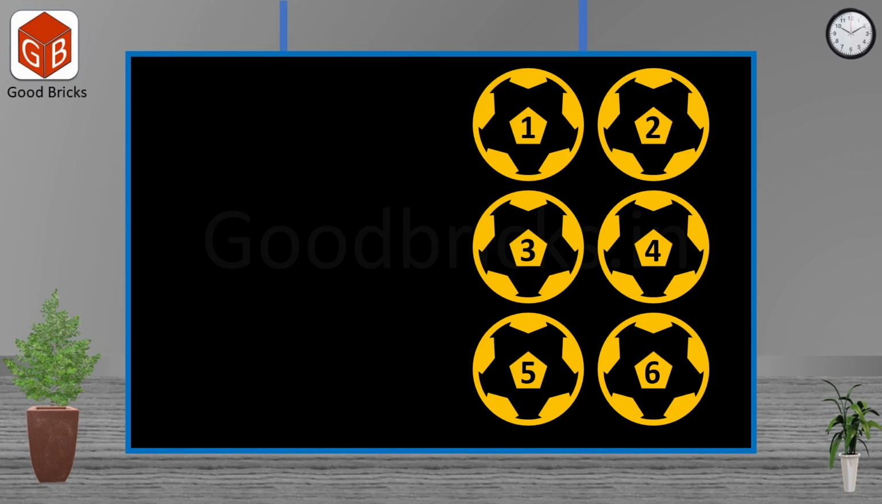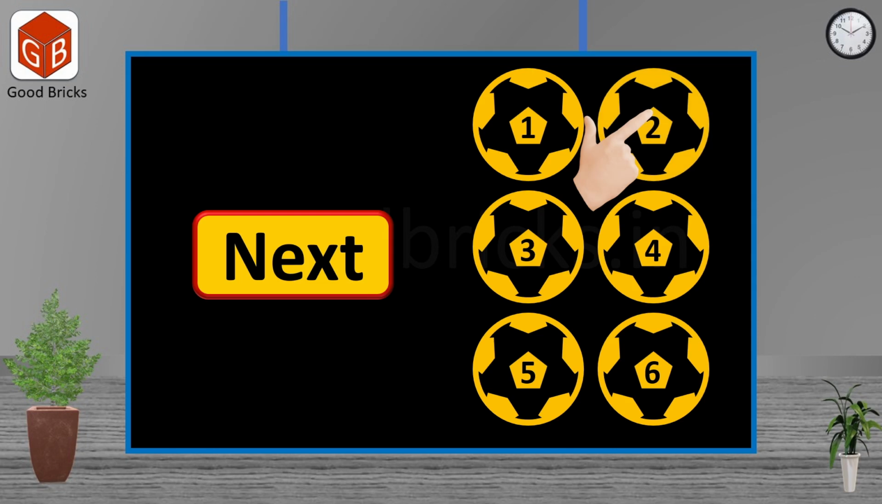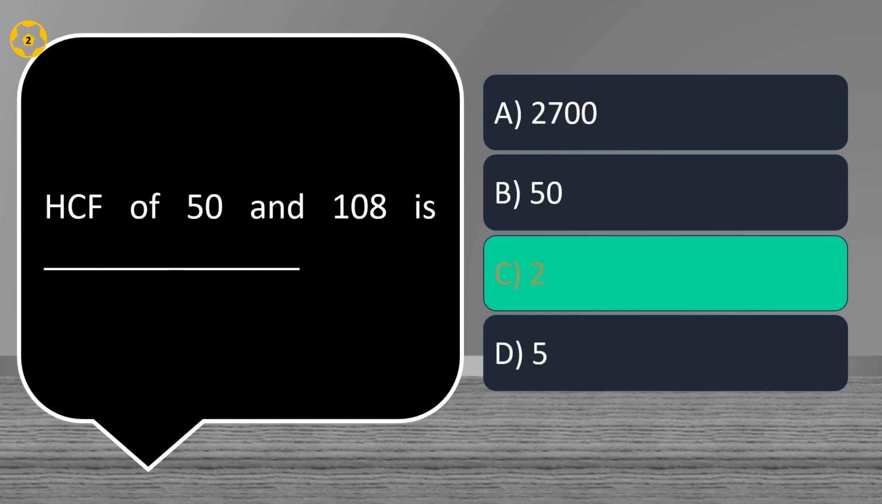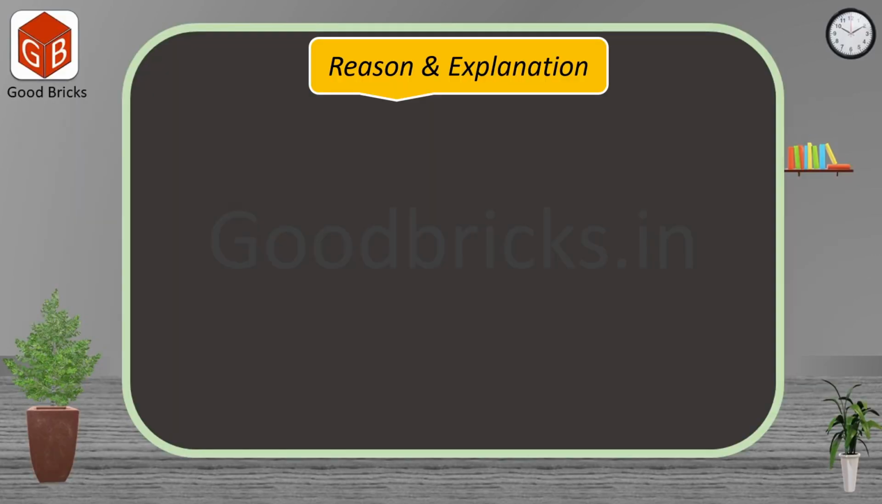And our next question is, and let us see the question. HCF of 50 and 108 is dash. In our previous question, we have calculated LCM. Now we are calculating HCF. The correct answer is, and see here very clearly on the screen.